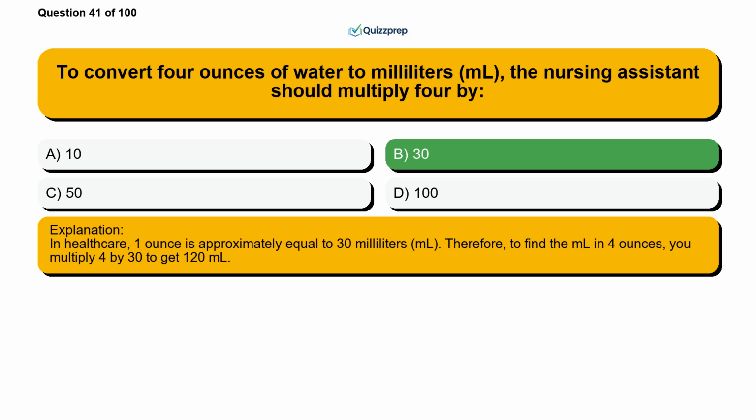In healthcare, 1 ounce is approximately equal to 30 milliliters, ml. Therefore, to find the ml in 4 ounces, you multiply 4 by 30 to get 120 ml.